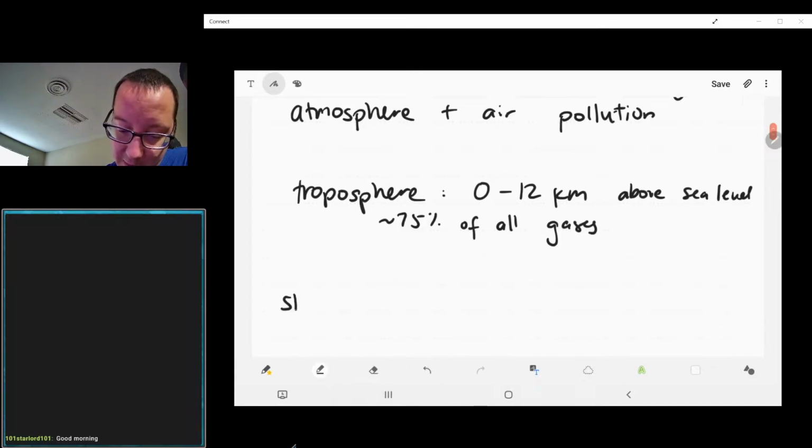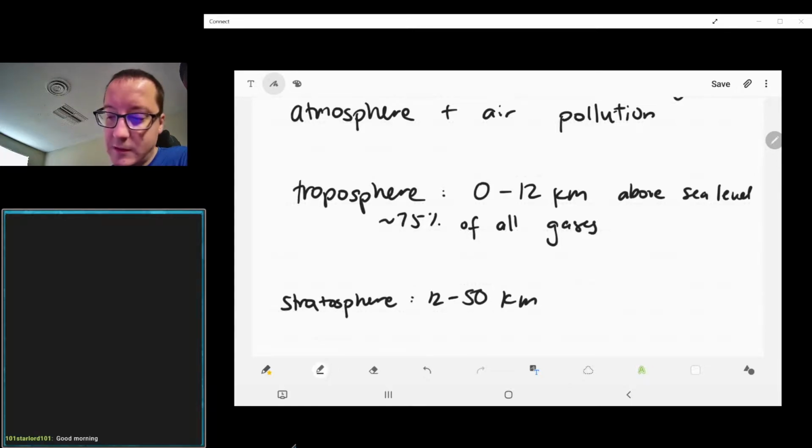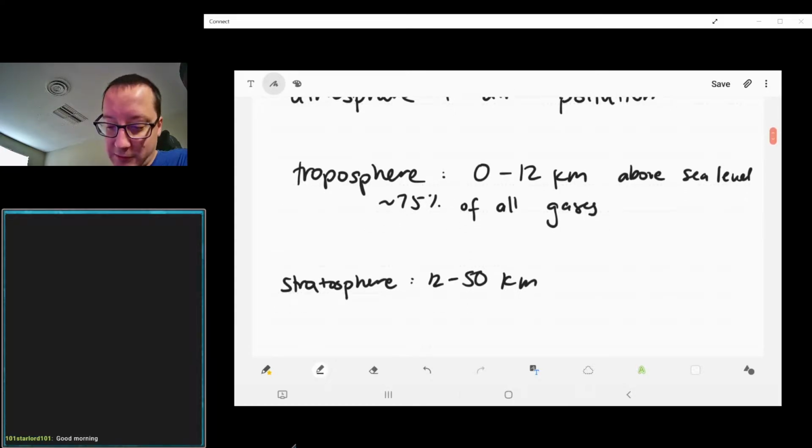After the troposphere, we go up to the stratosphere, which is roughly 12 to 50 kilometers above sea level. And that's going to have about 24% of all gases located in this layer, the stratosphere. So as we can see, let me make that a little bit more clear. That's 99% if you add those together. So 99% of all the gas molecules in the atmosphere are located in these two layers.